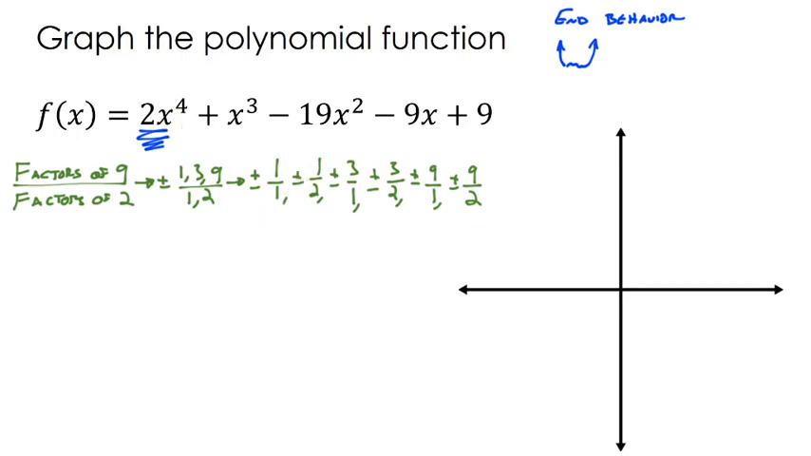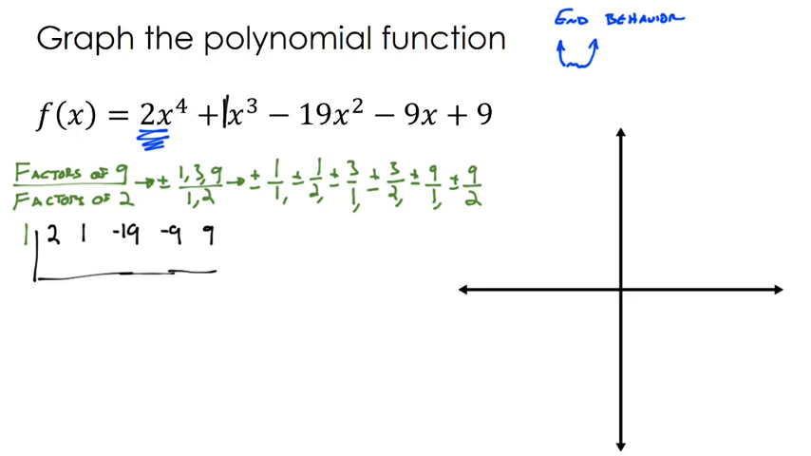So I'm just going to pick one of these values and divide it out using synthetic division to see if it is a root. If the remainder is 0, that means it is a root. I'm going to start with positive 1, because why not? So if I start out with positive 1, I'm going to use synthetic division, so I'm going to use all the coefficients. There should be like a 1 in front of the x cubed. So we have 2, 1, negative 19, negative 9, and positive 9.